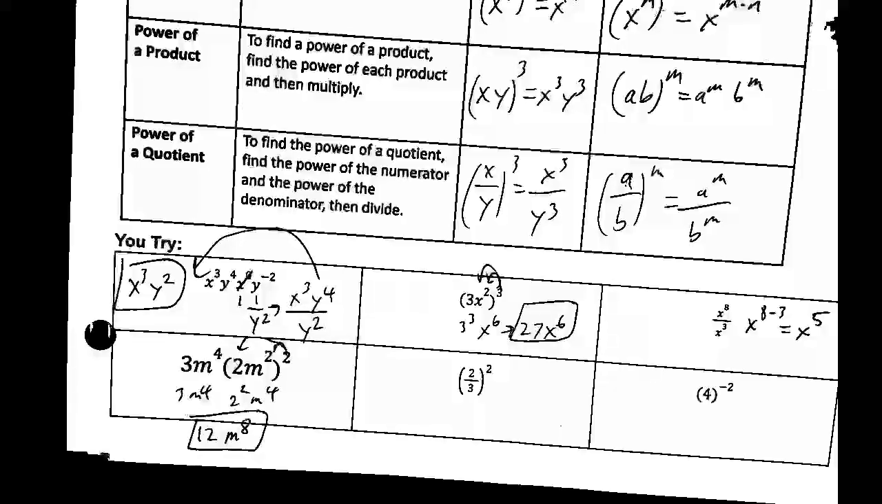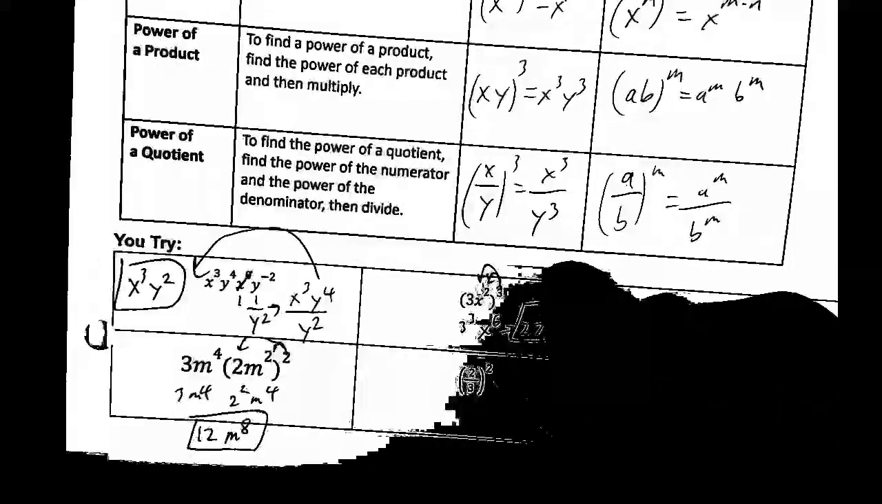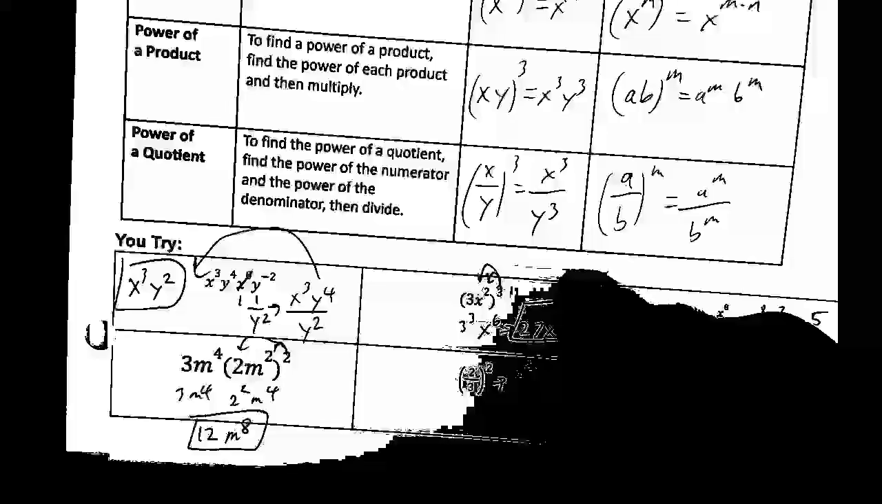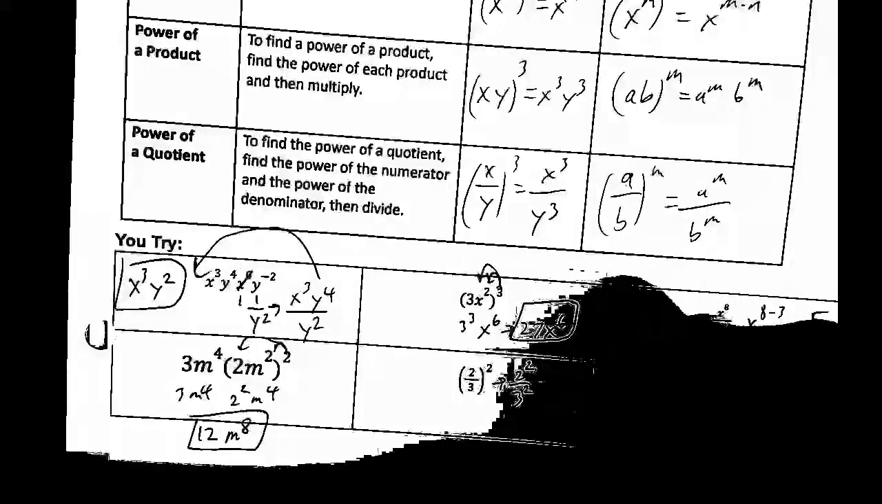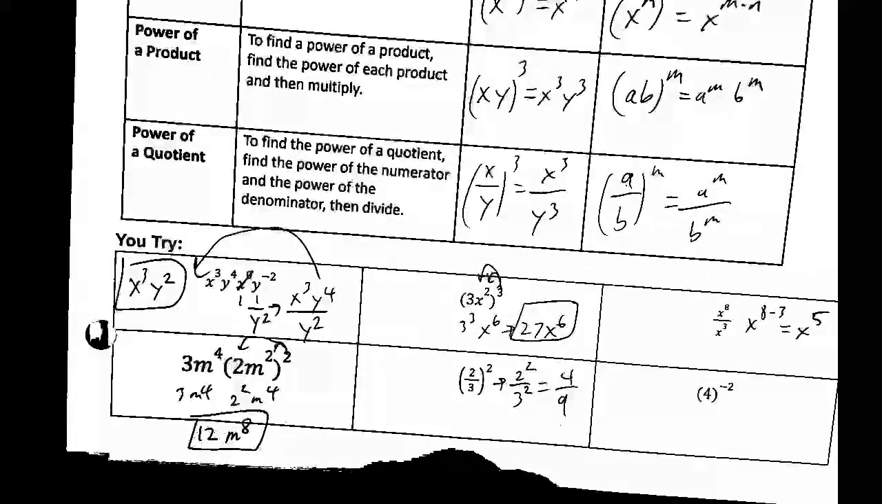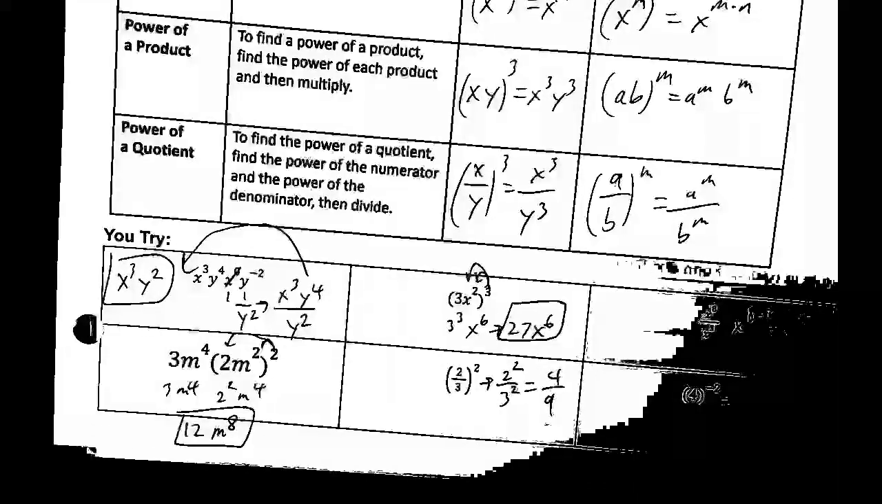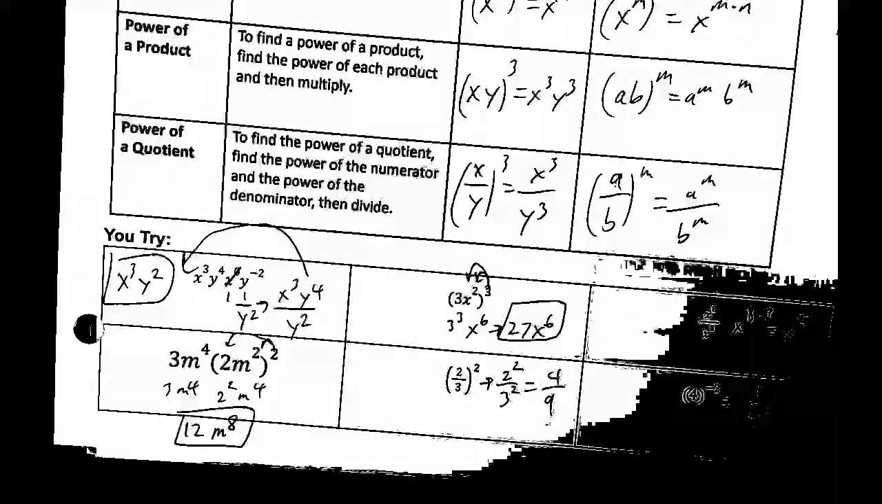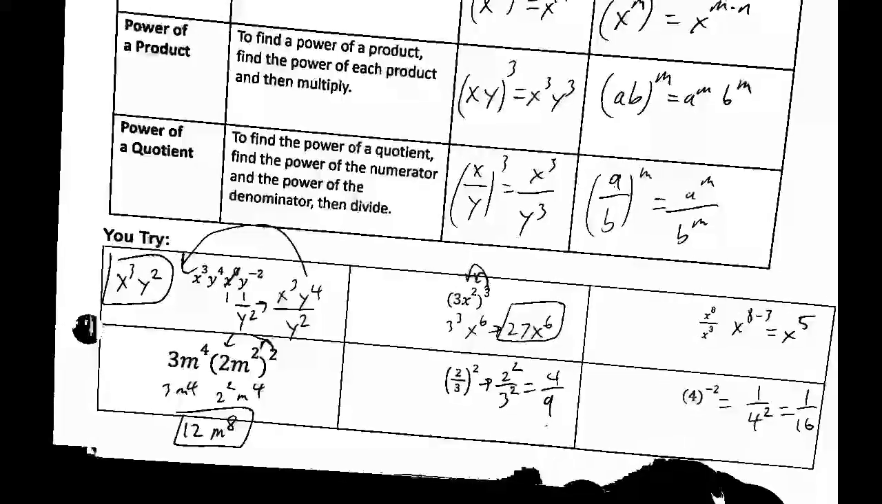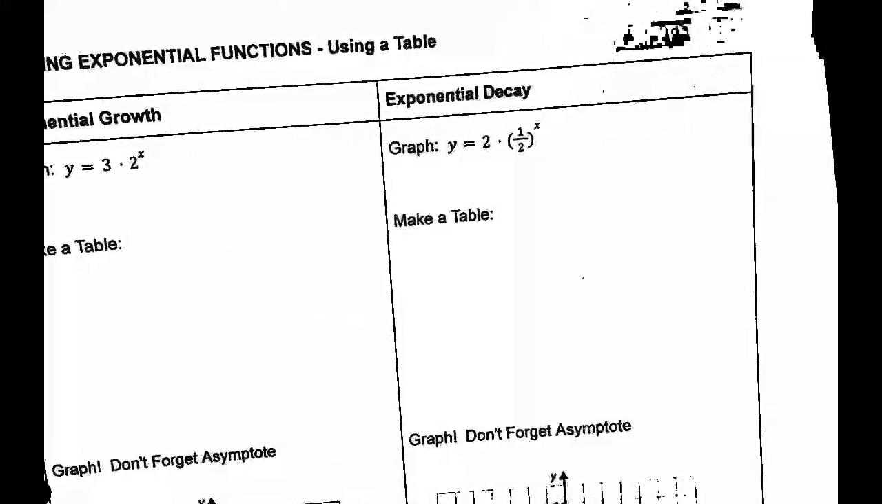Okay? 2/3 squared, that is 2 squared over 3 squared. That is 4 over 9. 4 to the negative second, that is 1 over 4 squared. That is 1 over 16. Okay? That is exponents.